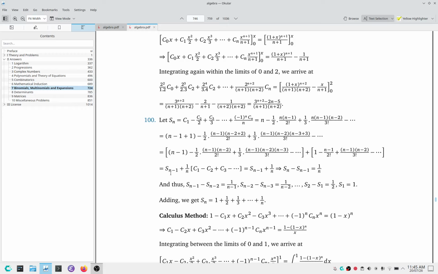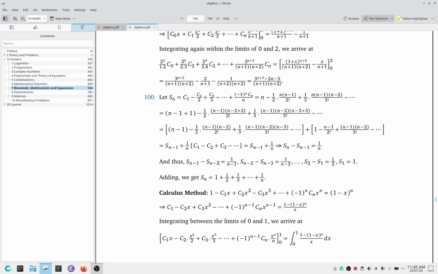So eventually the sum becomes Sn minus 1 plus 1 upon n, C1 minus C2 plus C3 minus and so on. That is Sn minus 1 plus 1 upon n. So Sn minus Sn minus 1 is equal to 1 upon n. So Sn minus 1 minus Sn minus 2 is equal to 1 upon n minus 1 and so on. And thus we have the required sum.